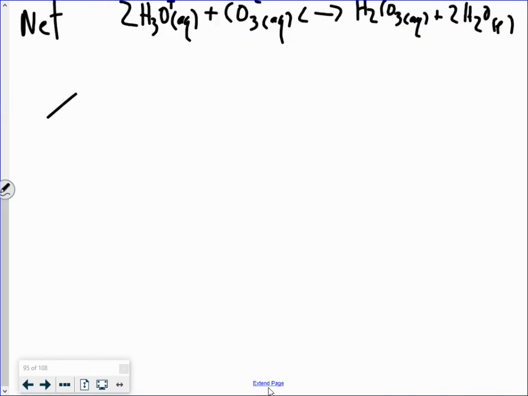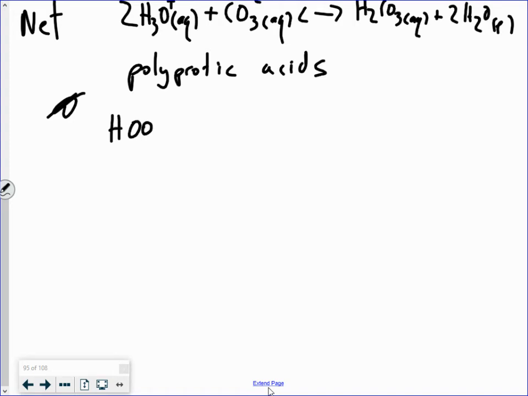So, polyprotic acids. If you're not sure, you can check your table. For example, HOOCCOOH. Is that polyprotic? Polyprotic means it could give away 2 hydrogens. Not every acid with 2 hydrogens in it is polyprotic. So you check your table, and guess what? Okay, that's oxalic acid. It gives away 1 hydrogen.